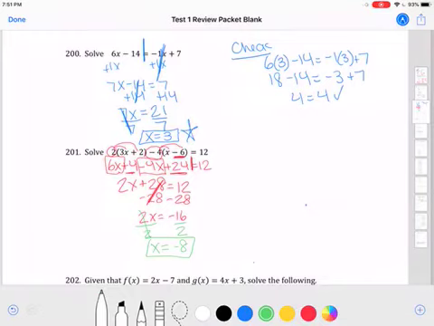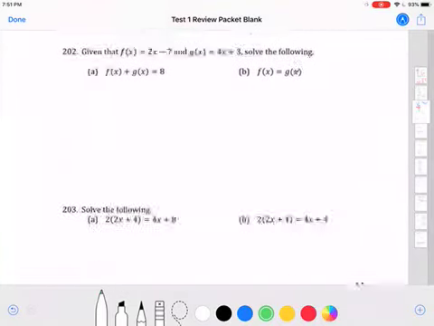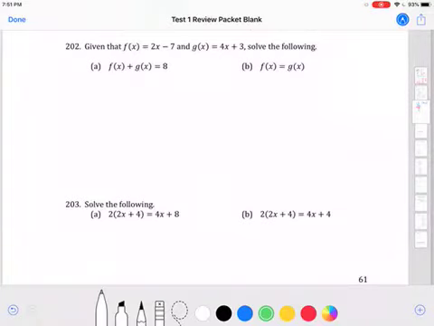Again, you can check. I'm not going to go over that check with you. If you decide to do the check, you should end up with 12 is equal to 12 at the end. So if you want to practice it, just make sure that works out. Okay, but again, you don't need to check. I will not take off points if you don't.